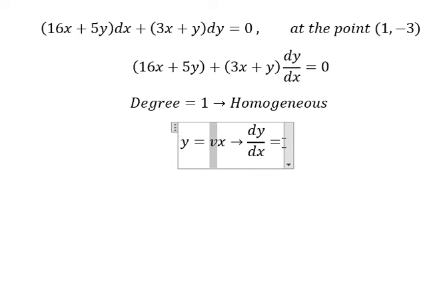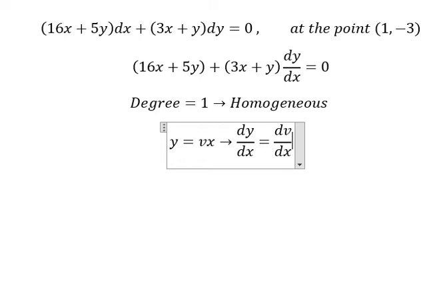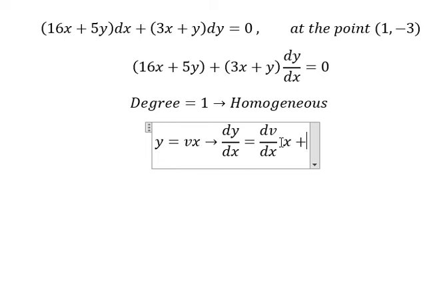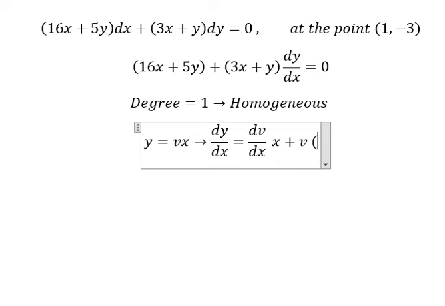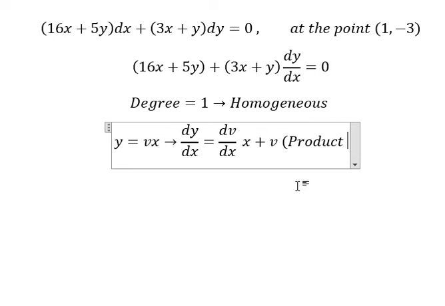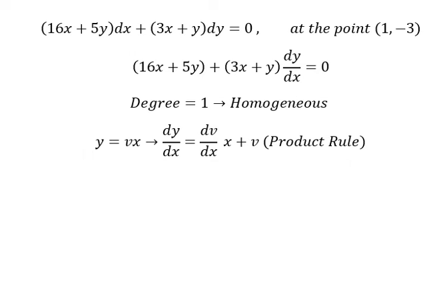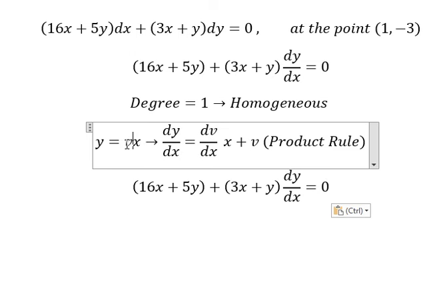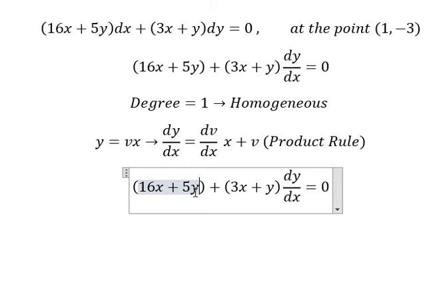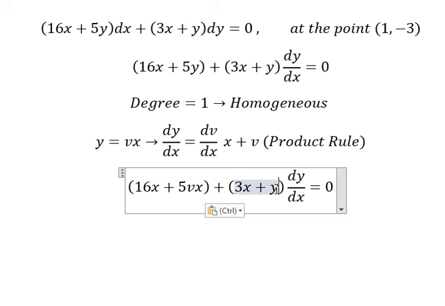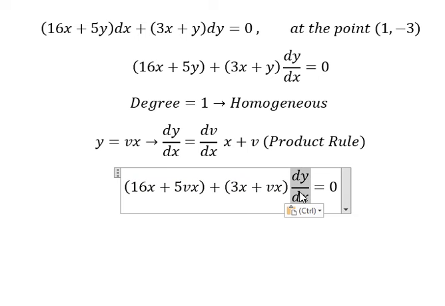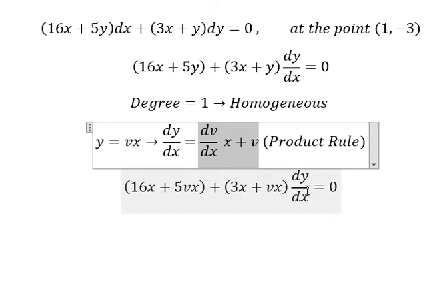This one we have dv over dx multiplied by s. This one we have number 1, so we just have only v. This is about the product rule of derivative. Y we change by vs. This one we change by this one.